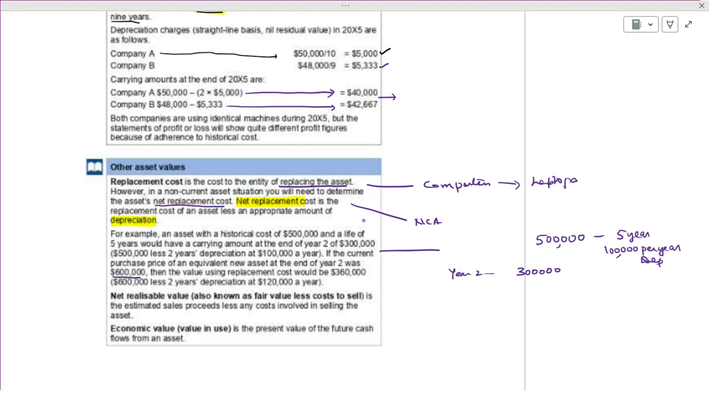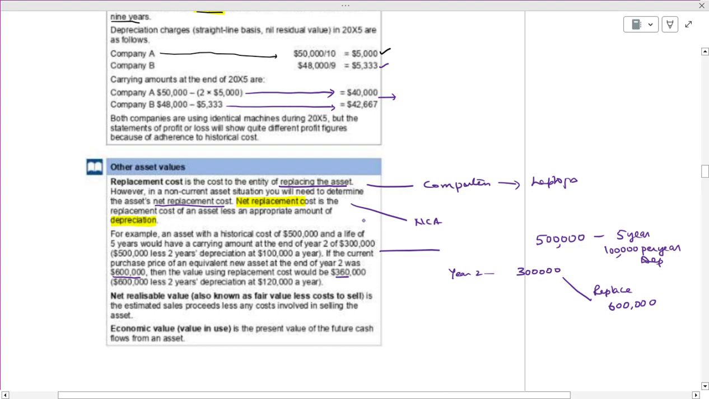Now, if the current price of an equivalent new asset is 600,000 and we want to replace it, what is the cost of the current asset? 600,000. Then the value using replacement cost will be 360,000. That is 600,000 less 2 years of depreciation. Here also you have to make it equivalent.